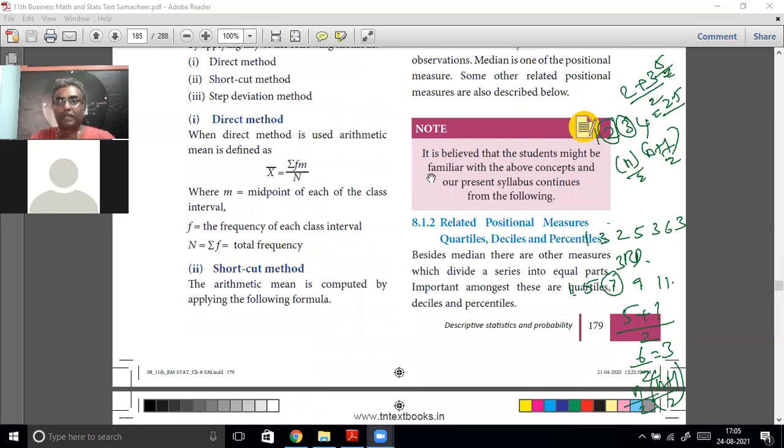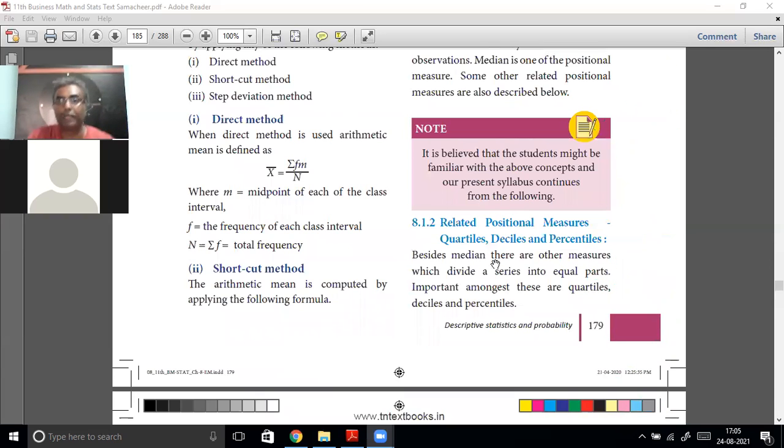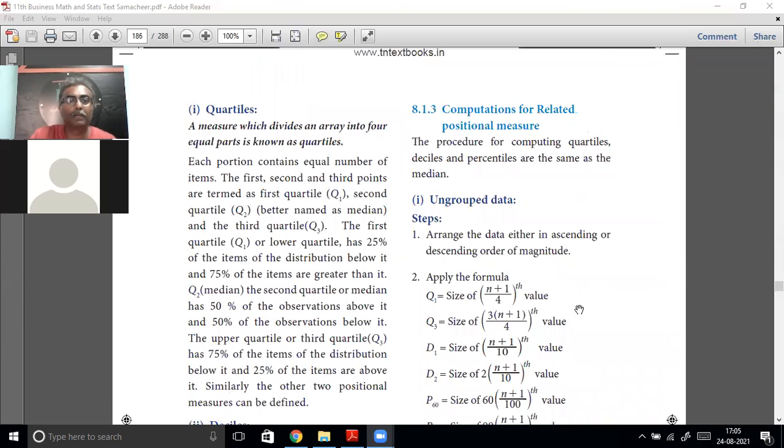So என்ன சொல்லிட்டான் பாரு, believe the students might be familiar with the above concepts and our present syllabus continues from the following. இப்போதான் நம்ம நிஜமான விளையாட்டே ஆரம்பிக்கிறோம். So what we are going to start is quartiles, deciles and percentiles. Okay. Besides median, there are other measures which divide a series into equal parts. These are the quartiles, deciles and percentiles. Okay. Now let us start with quartile.